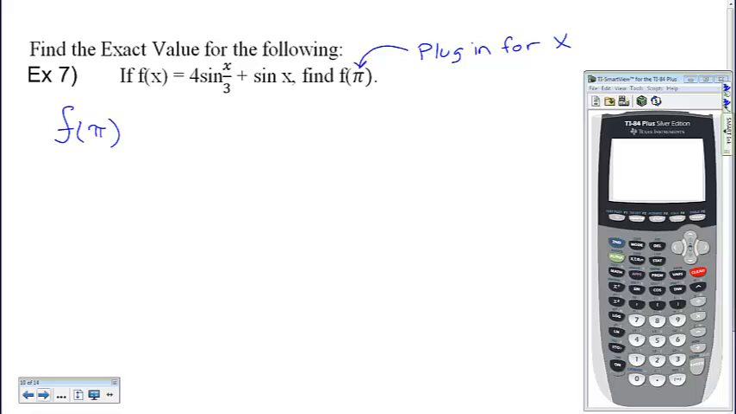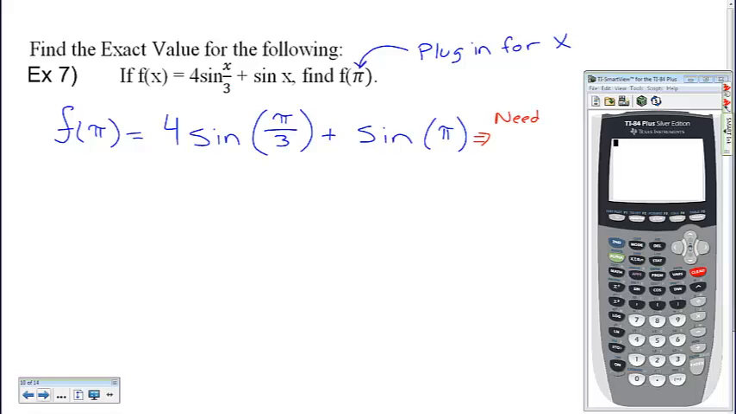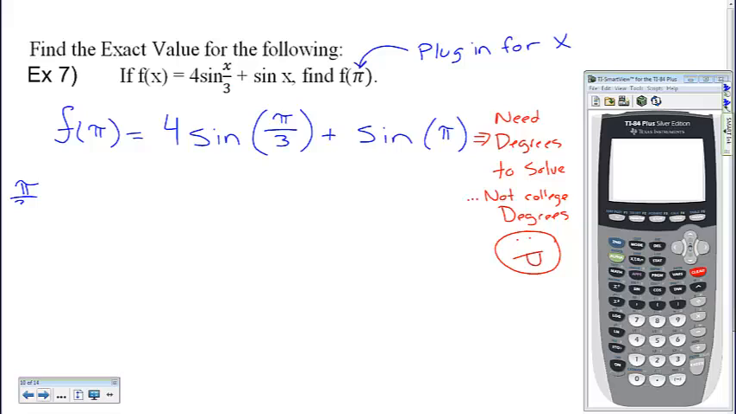So I'm going to rewrite my function. F of pi is equal to 4 times the sine of parentheses, pi over 3, because I'm substituting that pi in for x, plus the sine of pi, because I'm once again substituting pi in for any x that appears. Now, to get an exact value for this, I need to have this in terms of degrees. I can't solve it with the radian measures that are here, so I'm going to have to convert them to degrees. In other words, I need degrees to solve, not college degrees.